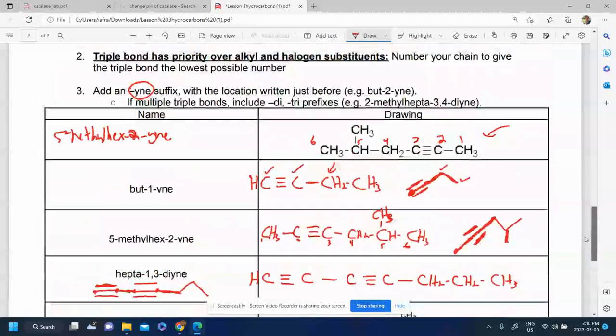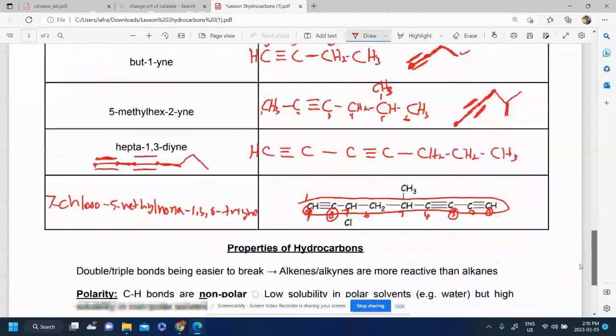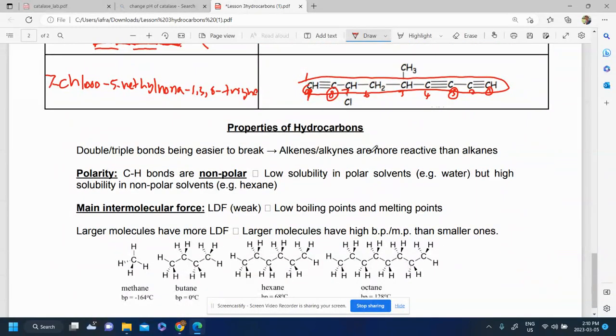And that there concludes the aliphatic hydrocarbons, alkanes, alkenes, and alkynes. In the next video, we're going to just take a quick look at the properties of hydrocarbons, which we already know since we saw that in the first unit.